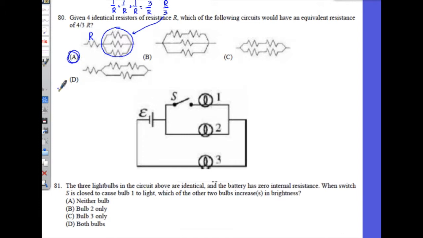That's 4/3 R. Well, if I had time, I'd try all of these and show that they are not 4/3 R. I'm going to do one more quick.